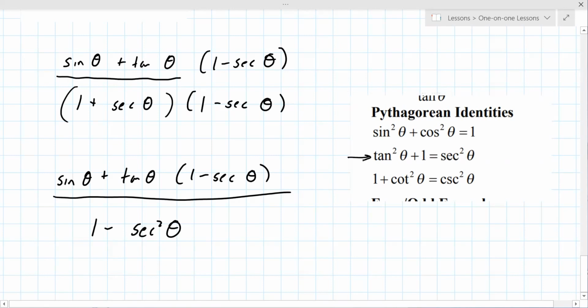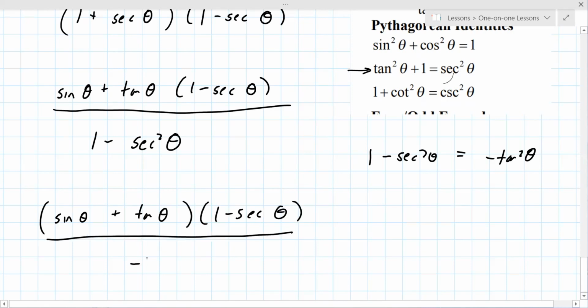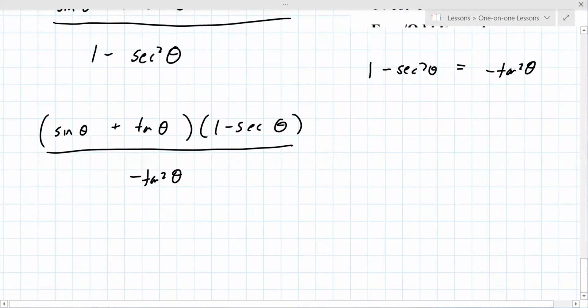Like this middle one here, you can rewrite it as 1 minus secant squared theta by moving this to the left, but then you got to move the tangent over, so it's minus tangent squared theta over here. So this becomes sine theta plus tangent theta times all of this times 1 minus secant theta over minus tangent squared theta. So sometimes these get worse before they get better. That's the case here.